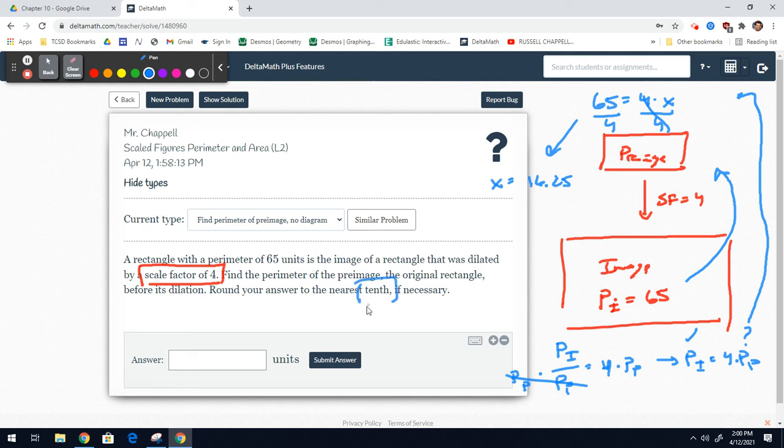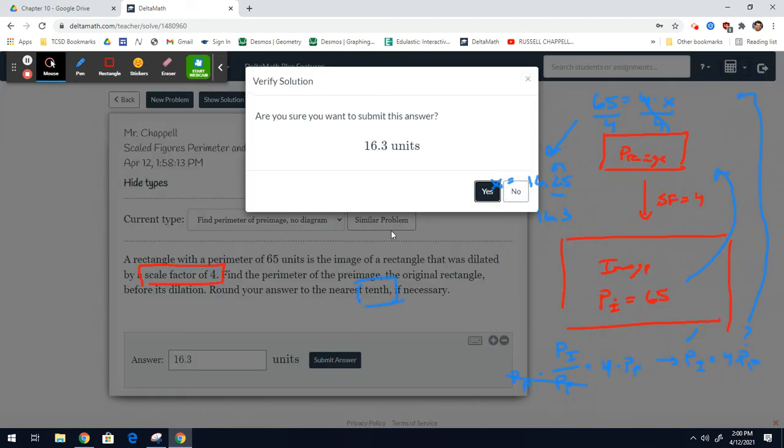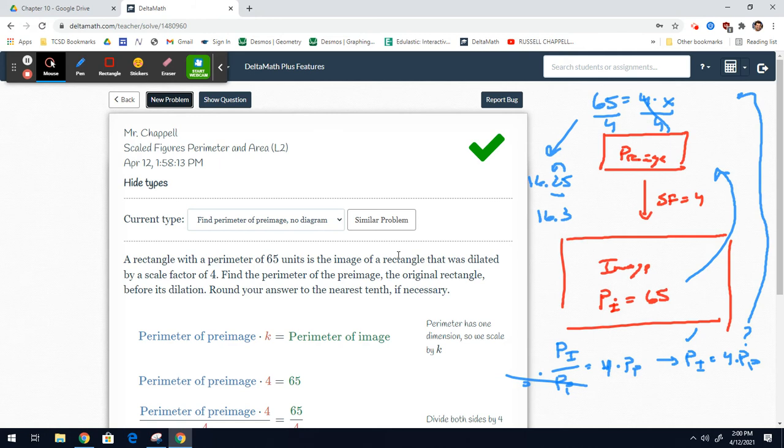It says round to the nearest tenth, so the 2 is in the tenths place, so that 5 is going to round the 2 up to a 3. I know it ends nicely, but they still want you to round, and that's 16.3 units. So again, when you read these problems, be careful of what you're supposed to find. Are you finding the preimage or the image?